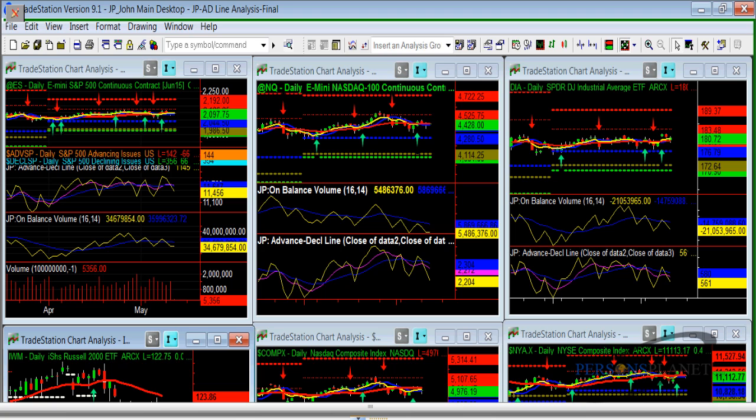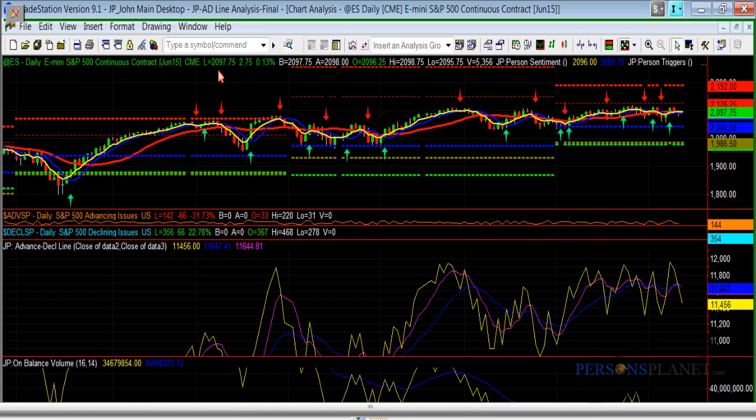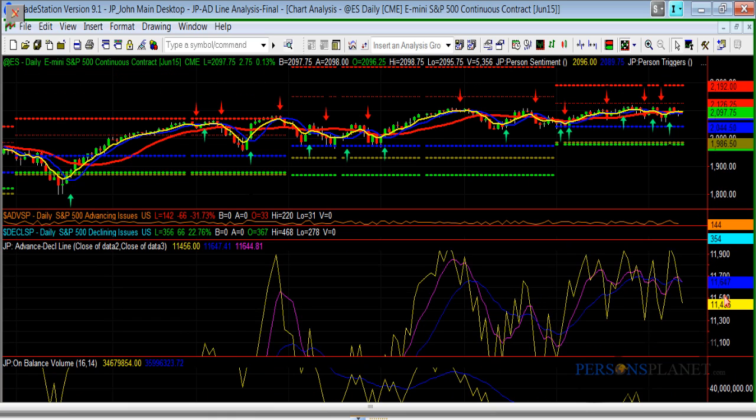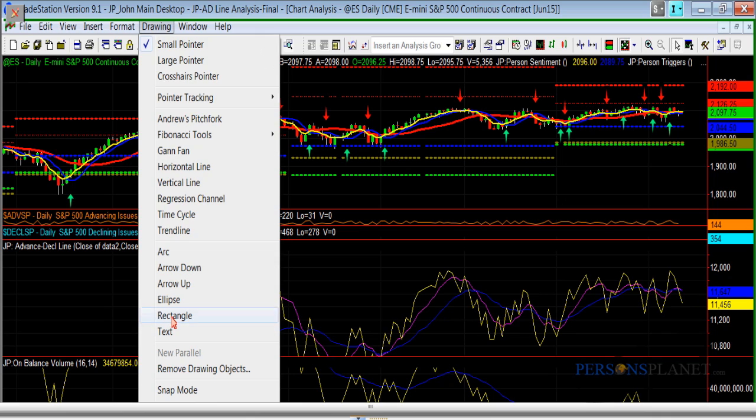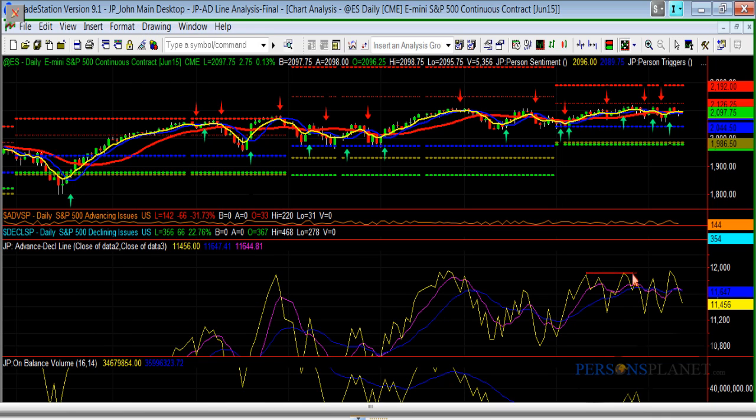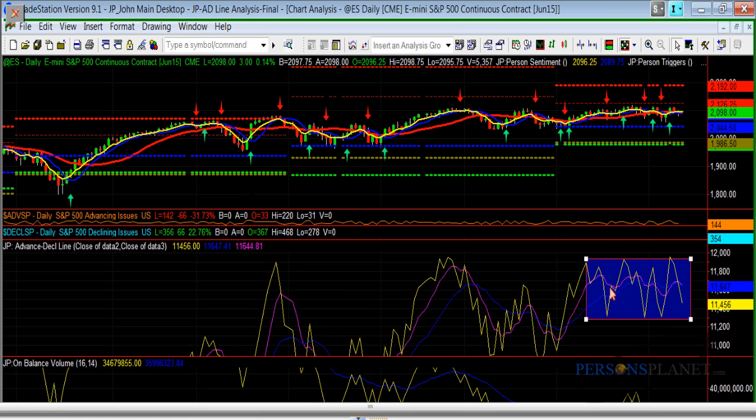Looking at the S&P 500, when we take a look at the advanced decline, if I draw this little rectangle box here, you can almost literally see that from a given point in time, we see a light switch: sell them, buy them, sell them, buy them, sell them, buy them, sell them.